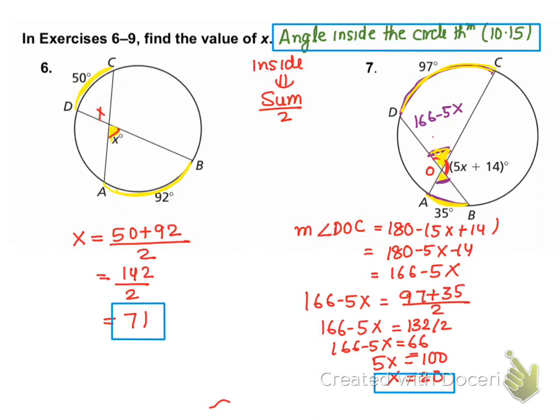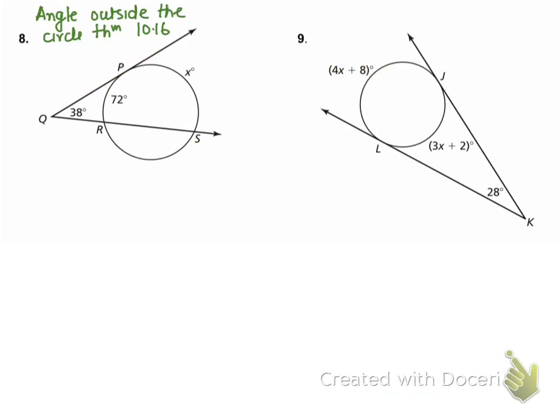So let's move to the very last two problems. Here you can see this is a tangent and this is a secant. This is a tangent, this is a tangent. And where are they meeting? They're meeting outside, here. Outside is always the difference of arcs over 2. And difference means the bigger arc, major arc, minus the minor arc.